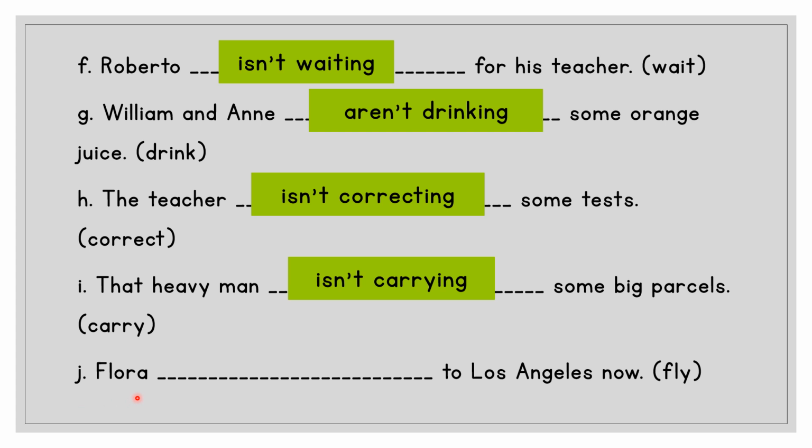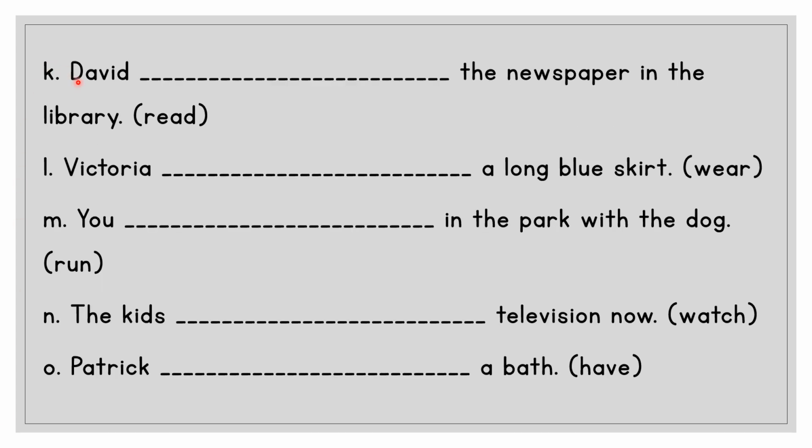Next, J. Flora. Flora, singular or plural? Singular. So, isn't or aren't? Isn't. So, Flora isn't flying to Los Angeles now. Okay. Macam biasa, betul right? Salah buat pembetulan. Salah, it's okay. Next, K. David. How many people is David? Singular or plural? Singular. So, isn't or aren't? Isn't. So, David isn't reading the newspaper in the library.